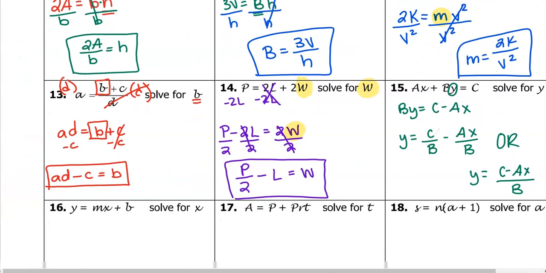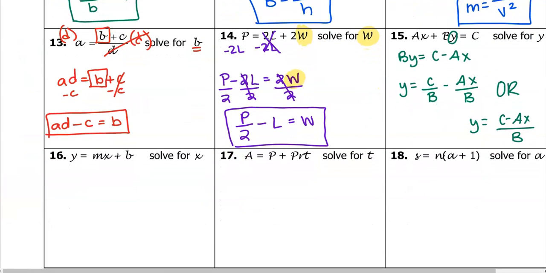The next one is slope-intercept form of a line. So we have y equals mx plus b. It wants me to get x by itself. So what is attached to my x? Let's get a game plan. There's an m. What else? And there is a b.